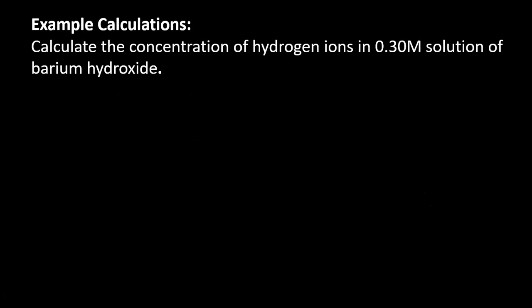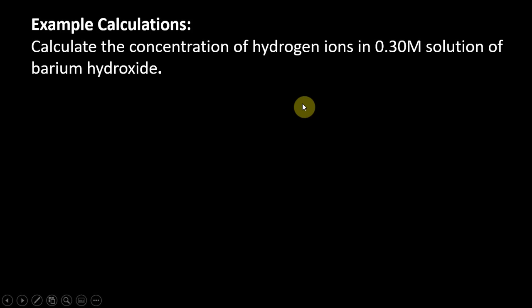Another example, let's calculate the concentration of hydrogen ions in a 0.3 molar solution of barium hydroxide. Now, one of the things you'll notice in that last example, I talked about hydrogen ions, not hydronium ions. You will find that in the acid-base scenarios, we kind of flip between the Bronsted-Lowry and the Arrhenius definitions almost without thinking about it, because hydronium ion concentrations and hydrogen ion concentrations really are the same thing when we're talking about acids and bases.